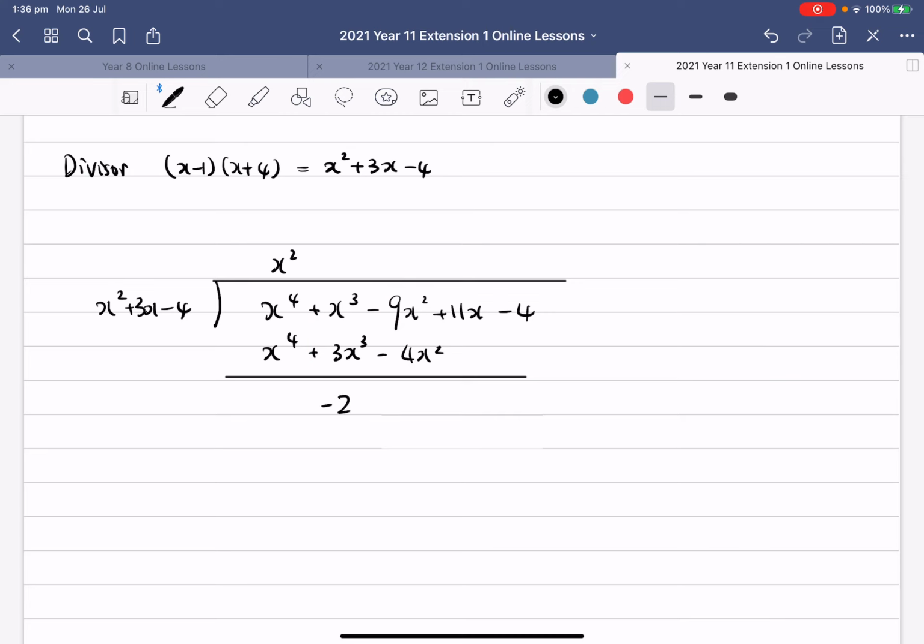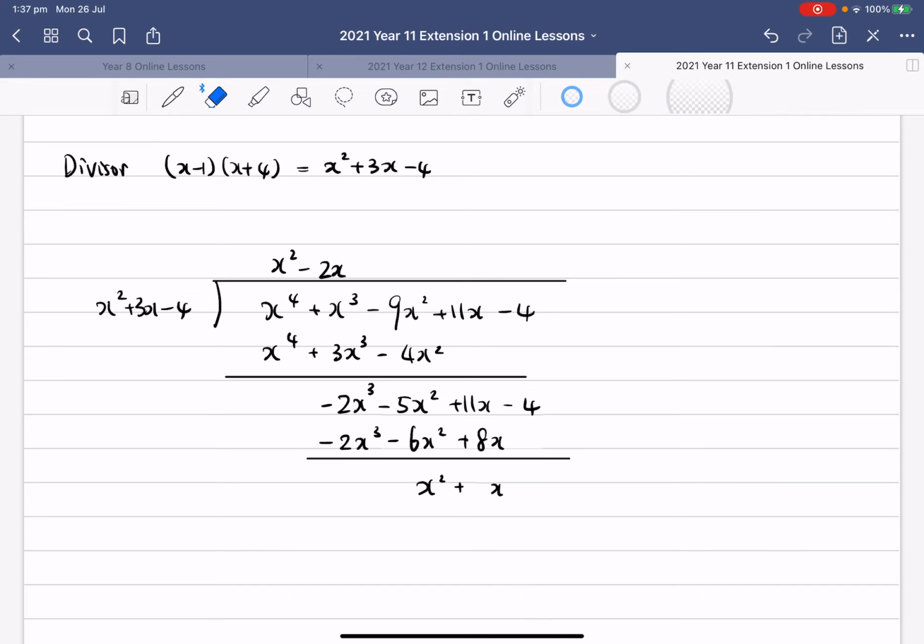Okay, that's minus 2x to the power 3, minus 5x squared plus 11x minus 4. Okay, minus 2x to the power 3, minus 6x squared plus 8x. I'm just going to slow it down and do it correctly this time. Oh, almost another mistake. Okay, great. Plus 1. So x squared plus 3x minus 4.